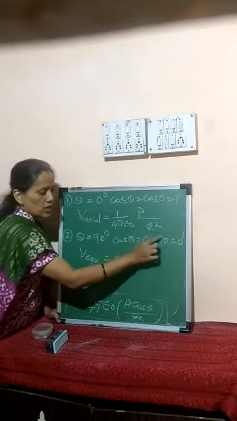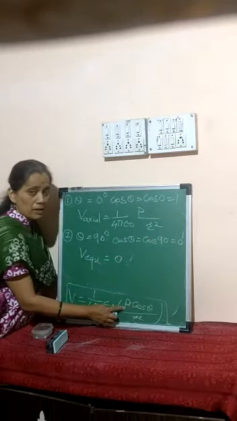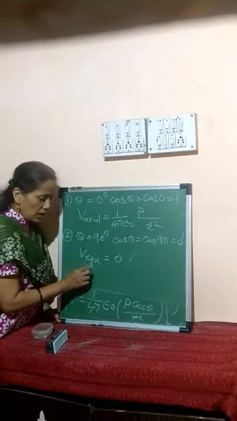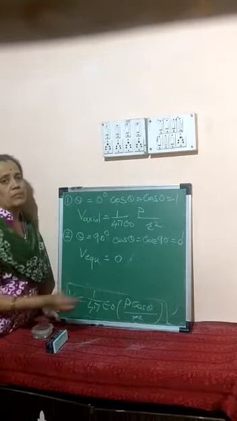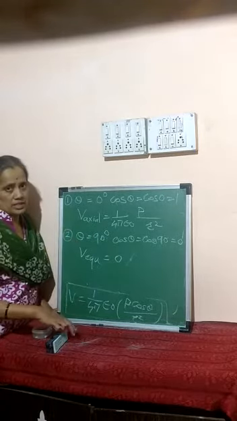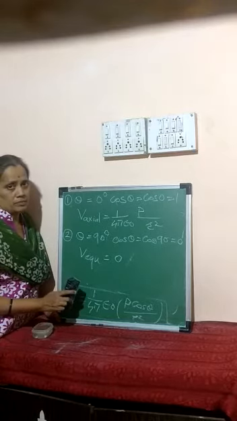Why? Because cos theta is 0. So here I can put cos theta is 0, and 0 multiplied by P is 0. So your electric potential along the equatorial line becomes 0. So these are the two special cases for your electric potential due to a dipole.